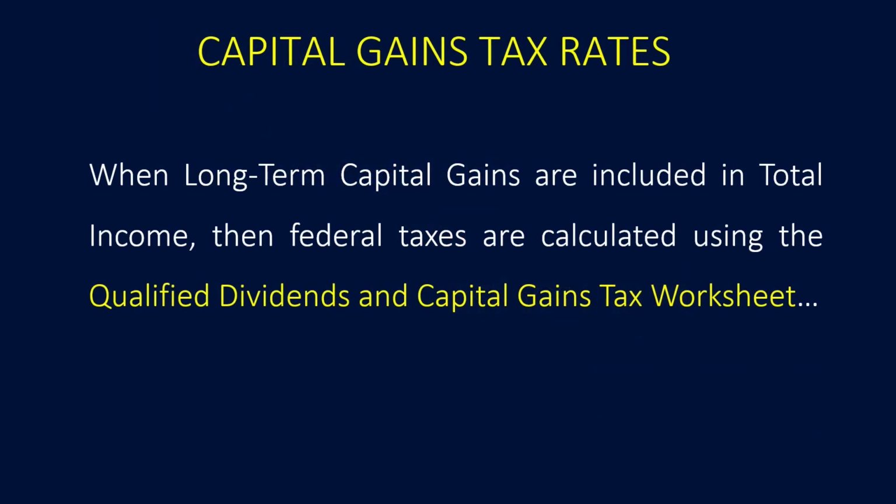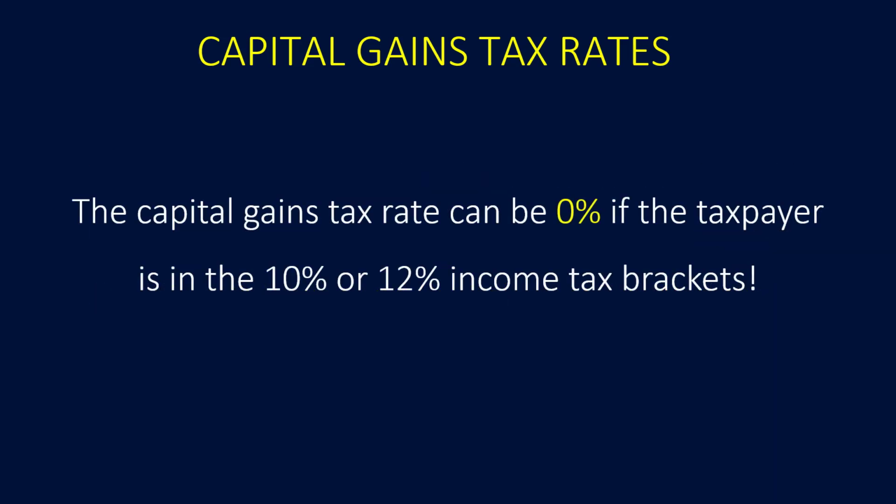So let's look at capital gains tax rates. When long-term capital gains are included in total income, then federal taxes are calculated using the Qualified Dividends and Capital Gains Tax Worksheet, not from the tax tables. The capital gains tax rate can be 0 if the taxpayer is in the 10 or 12% income tax brackets.